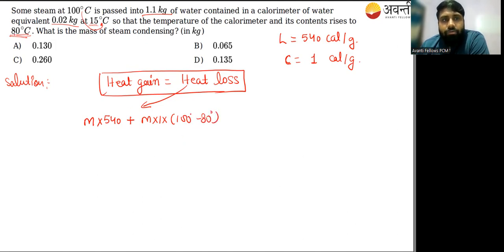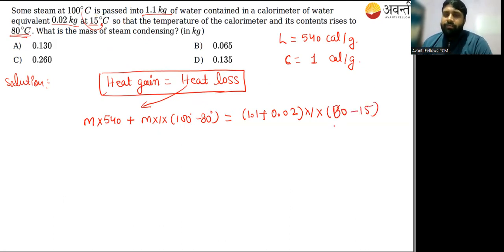Okay, because the final temperature is 80, how much amount of water do we have to take? 1.1 plus 0.02. That will also be considered as water equivalent of 1, and delta T will be from 80 to 15. Final temperature is 80 minus initial temperature 15 degrees Celsius.